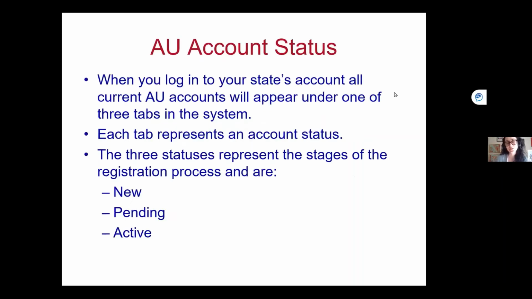Okay, so your big job is adding and removing your authorized users. So let's just touch on how you do that. And then, like I said, Nicole is going to demonstrate it for you as well. When you log into your state's account, all the current authorized user accounts will appear under one of 3 tabs in the system. Each tab represents an account status. There are 3 statuses that represent the stages of the registration process, and these are new, pending, and active.